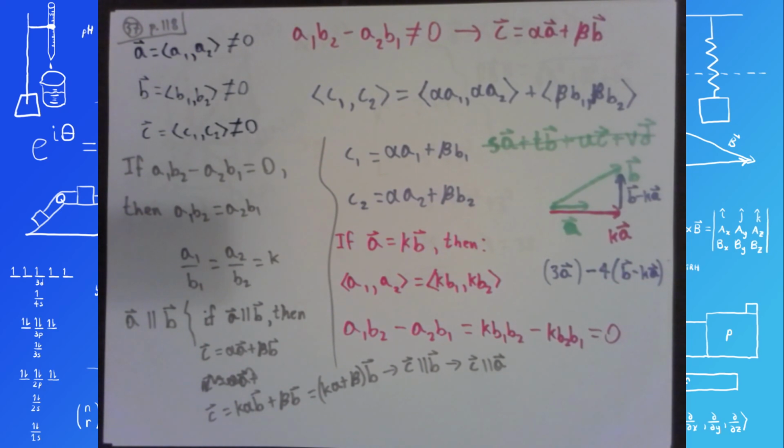So hopefully that illustrates the idea. That's what they're trying to get at with this problem. They're trying to get at the fact that if you have a pair of non-parallel vectors in 2D space, you can make any vector out of them.